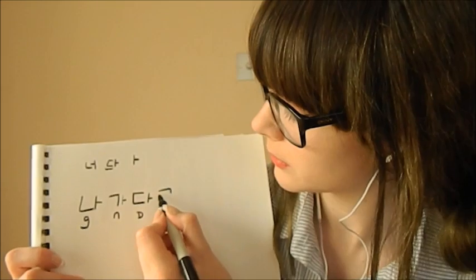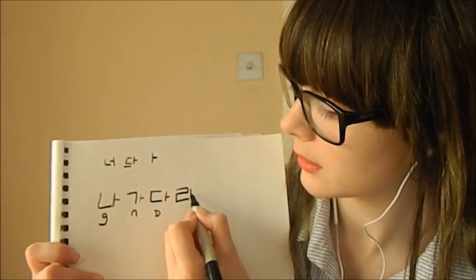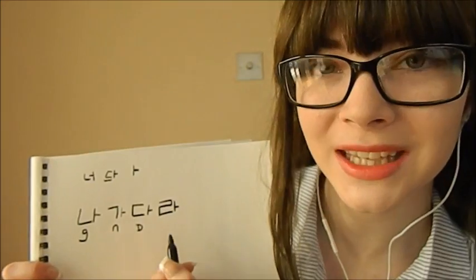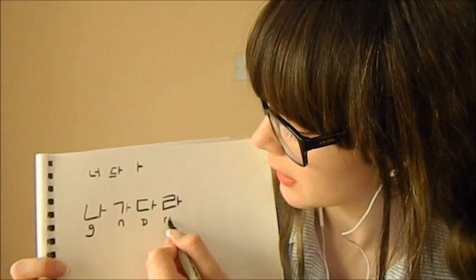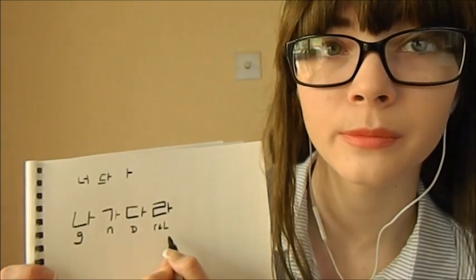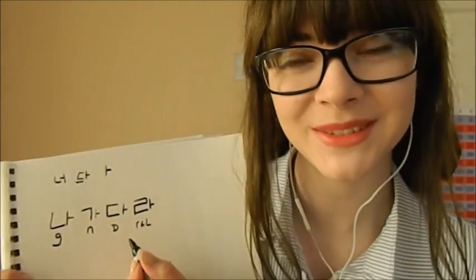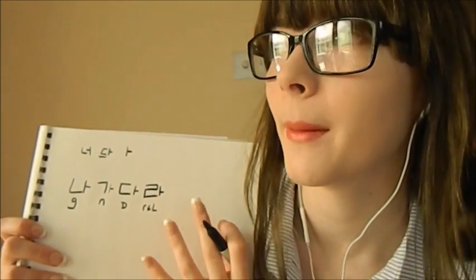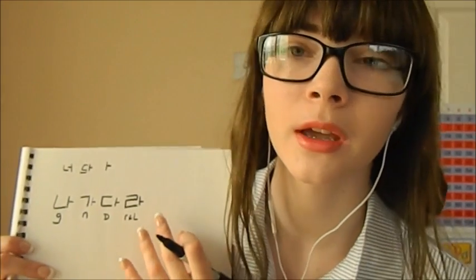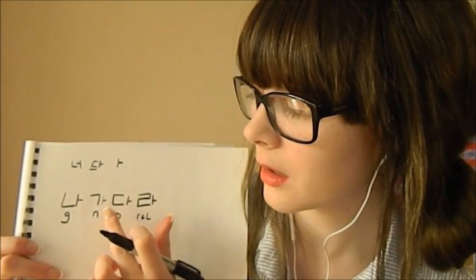The next one is a little tricky. It's an in-between of an R and an L. Even I pronounced it a little bit off. But it is something a little like ra. So ga, na, da, ra.